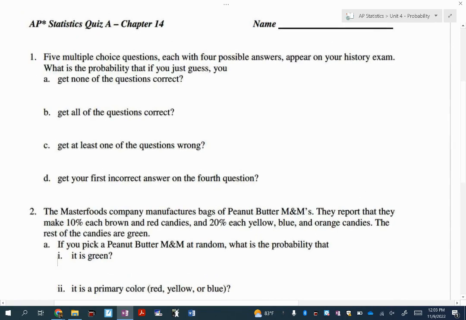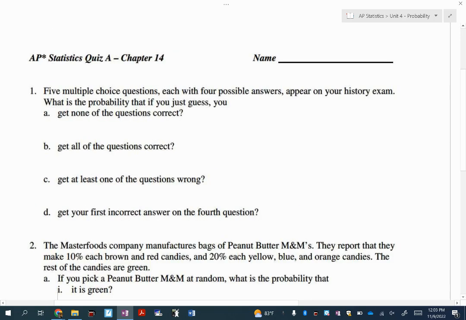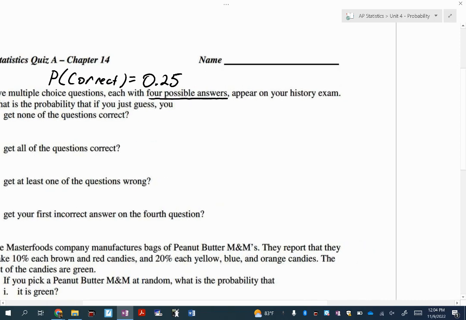In number one, it says 5 multiple choice questions, each with 4 possible answers, appear on your history exam. What is the probability that if you just guess? The probability of getting a question correct, if you're just guessing and there are 4 possible answer choices, is 1 out of 4 or 0.25, and the probability of getting it wrong would be 0.75.